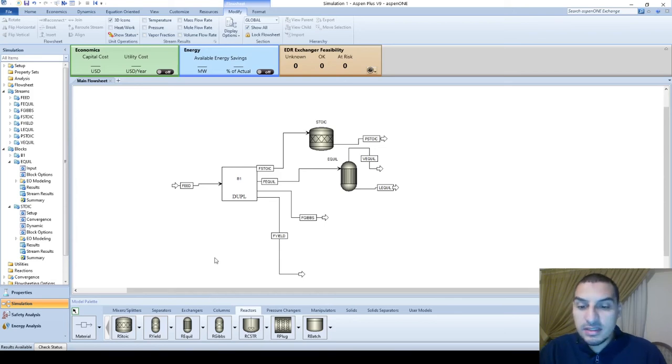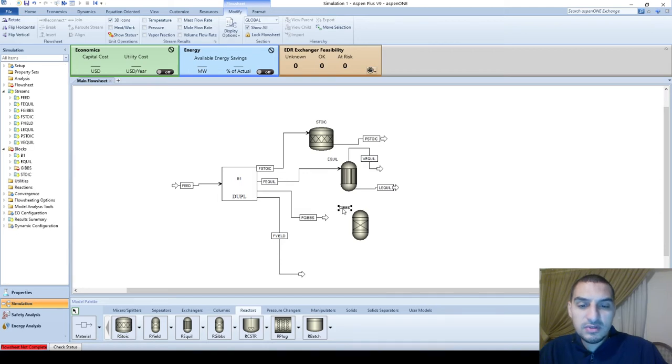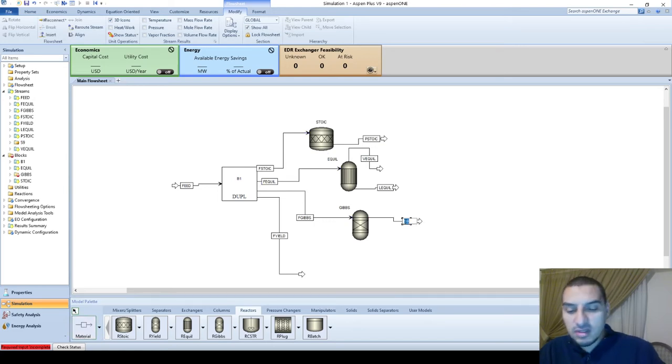Okay, so let's see the third reactor, which is the Gibbs reactor. And as we mentioned before, the Gibbs reactor is a pure thermodynamic calculation reactor. Let's call it Gibbs first. It does thermodynamic calculations just to minimize the Gibbs free energy according to the inputs that you specify. Let's just call the product of the Gibbs.